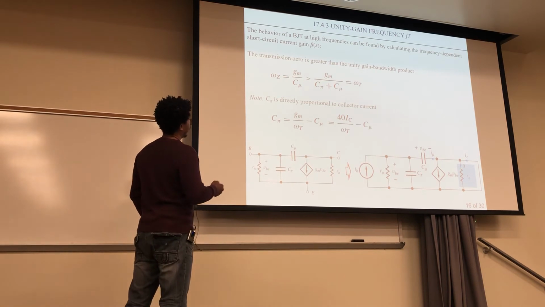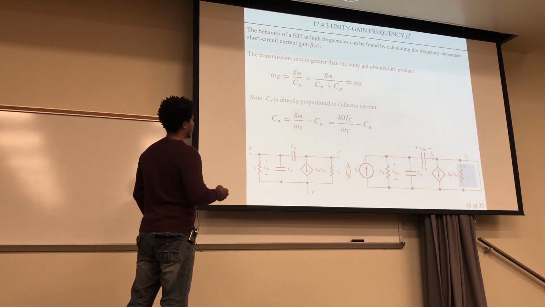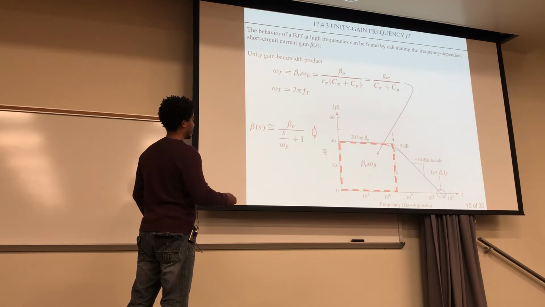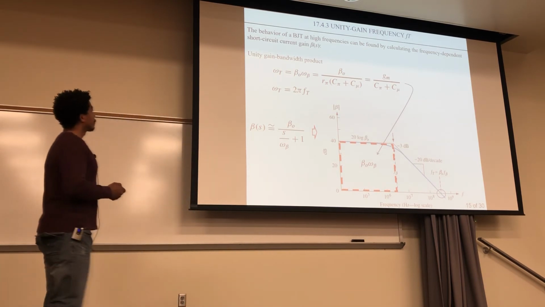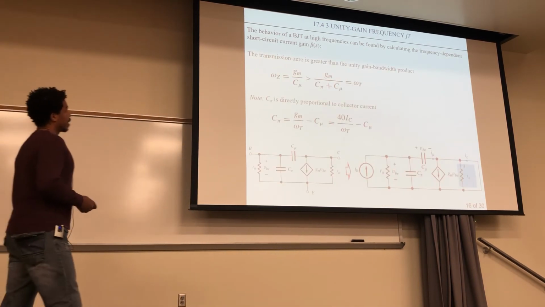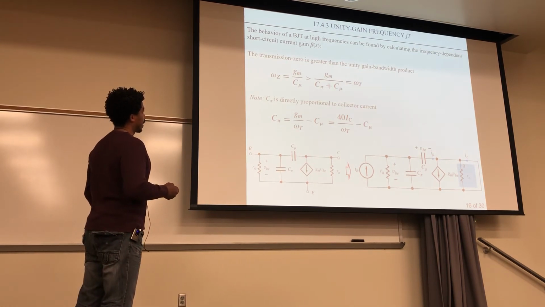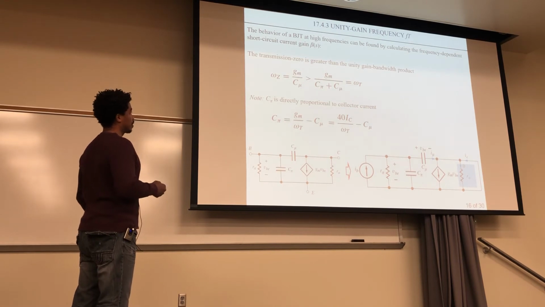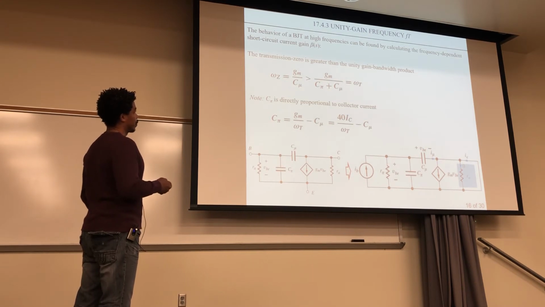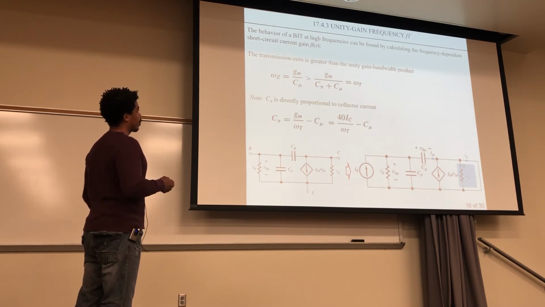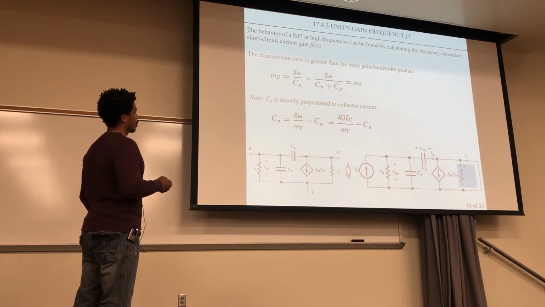Okay, and also note that C pi is directly proportional to the collector current. So C pi equals gm over your unity gain, omega T, minus this C mu. But this transconductance right here is equal to IC divided by your thermal voltage, which is 1 over 40. So that's where this 40 comes from. But you can see clearly here, this is proportional to your collector current. Okay.